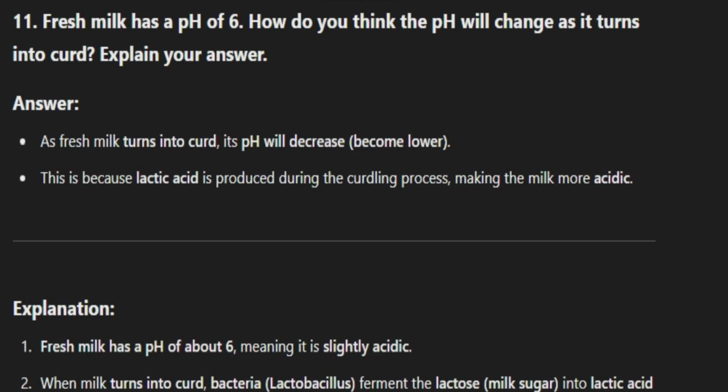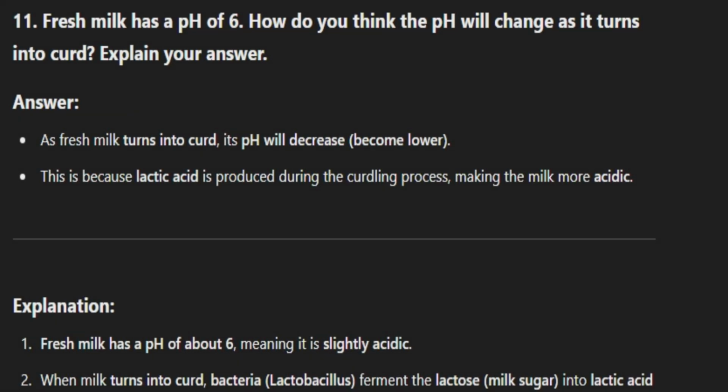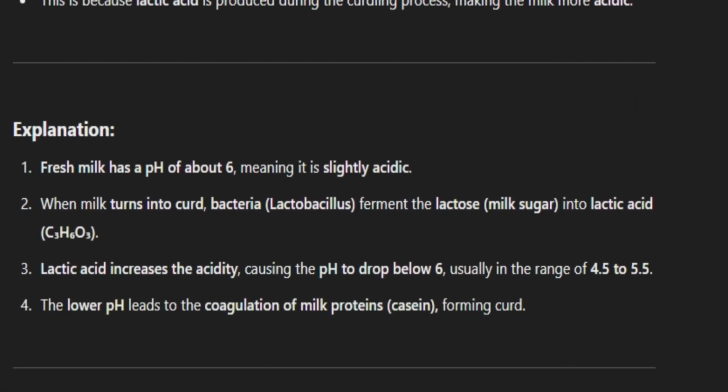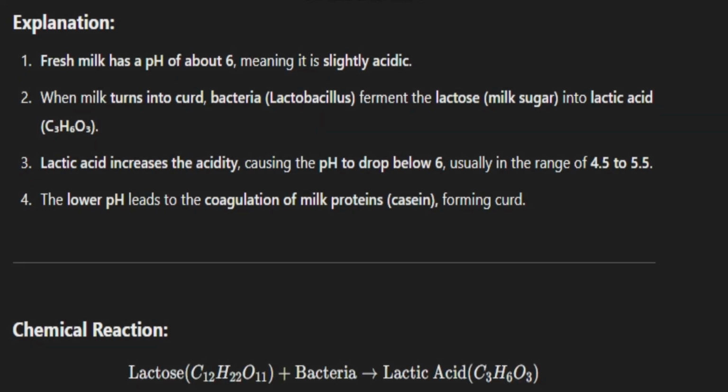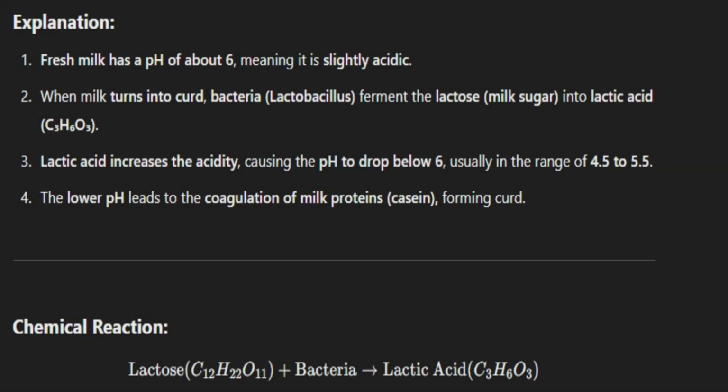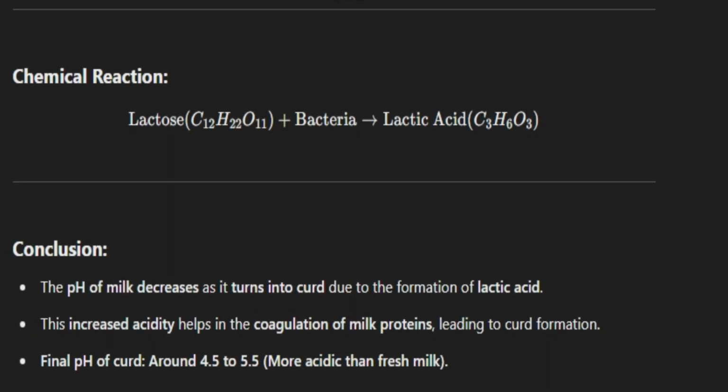Explanation. 1. Fresh milk has a pH of about 6, meaning it is slightly acidic. 2. When milk turns into curd, bacteria, Lactobacillus, ferment the lactose (milk sugar) into lactic acid, C3H6O3. 3. Lactic acid increases the acidity, causing the pH to drop below 6, usually in the range of 4.5 to 5.5. 4. The lower pH leads to the coagulation of milk proteins, casein, forming curd. Chemical reaction: lactose, C12H22O11, plus bacteria gives lactic acid, C3H6O3.